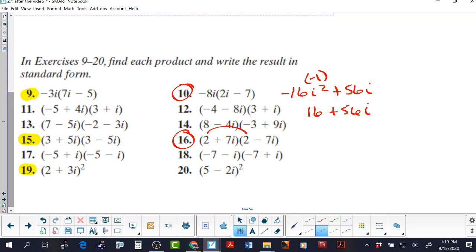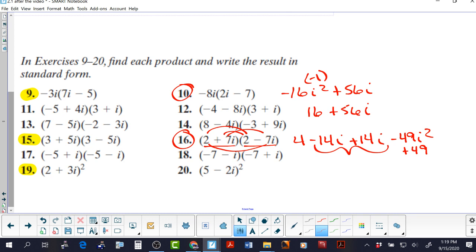Let's FOIL here. So 4, negative 14i, positive 14i. See, these are conjugates of each other. 2 plus 7i, 2 minus 7i, they're conjugates. So these two middle ones are going to cancel out. So then minus 49i squared, which will end up being plus 49, because i squared is negative 1. So 4 plus 49 is 53. 53, final answer for that one.